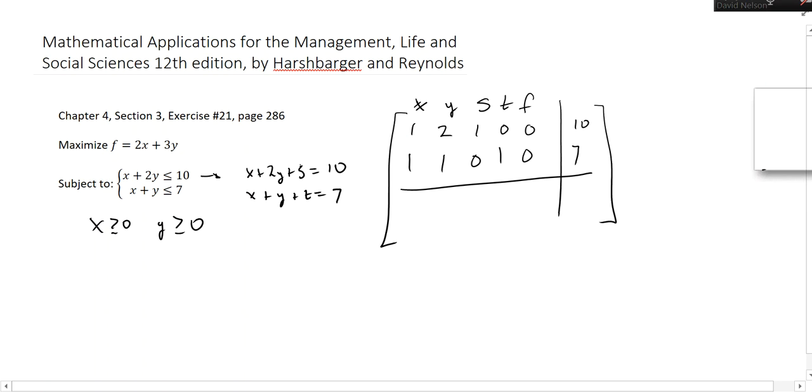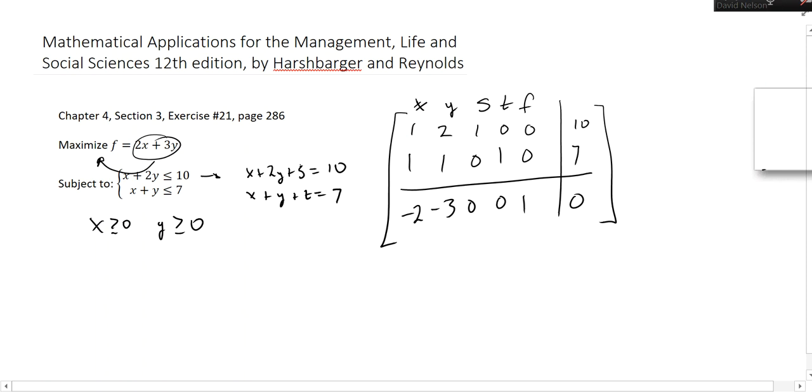And then for the objective function, I need to put everything on the same side of the equal sign. I want to shift all the variables over to the same side, so it's the same general format as the other constraint equations, with all the variables equal to a number. When I do that, the 2x becomes negative 2x, and the 3y becomes a negative 3y. So we end up with negatives down here.